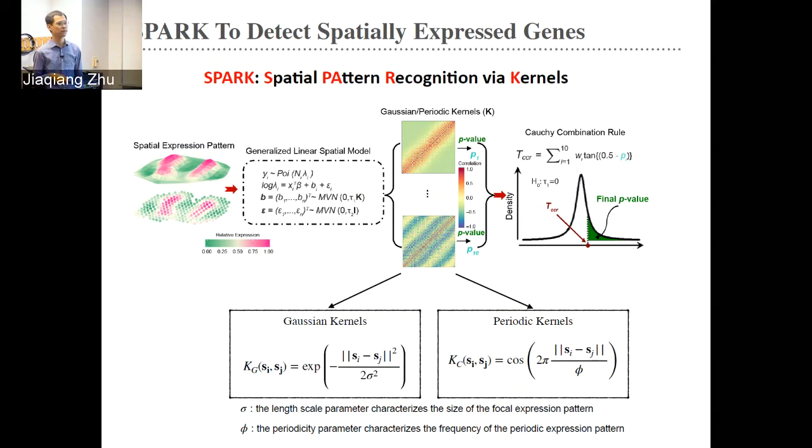Okay. Are any of your periodic kernels scale free? No, the periodicity has to have some kind of fix. Yes, so that's why we vary the phi here. The phi here is the periodicity parameter. Some genes are going to show a periodic pattern where the period is very close, and some are very far away. So we use this to cover those different patterns.